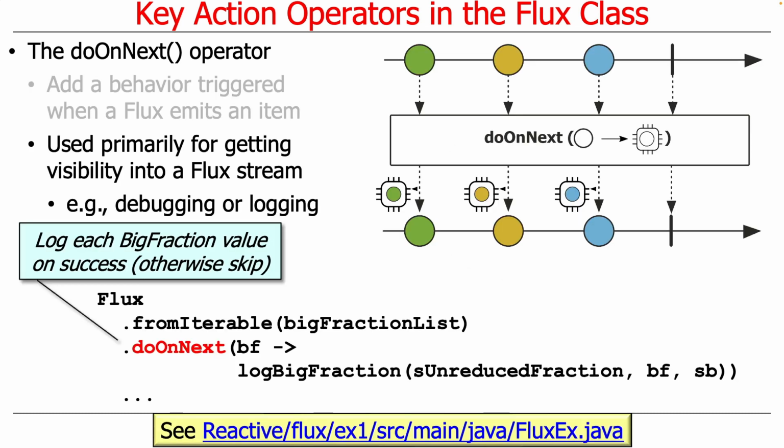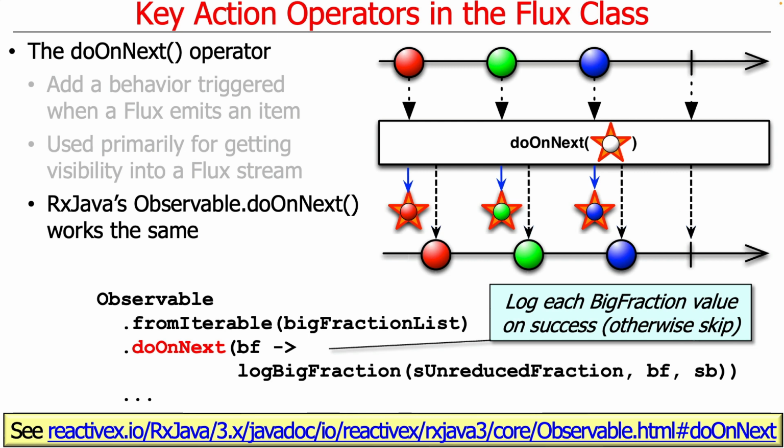So here's a simple example that illustrates how you can use doOnNext. It's most commonly used for debugging or logging or just getting visibility into what's happening in a stream. So in this particular example, we're going to take a list of big fractions, turn it into a Flux of big fractions, and then for each of the big fractions in our Flux stream, we're going to log them, and they'll be printed out somehow in a string builder or a string buffer or something like that.